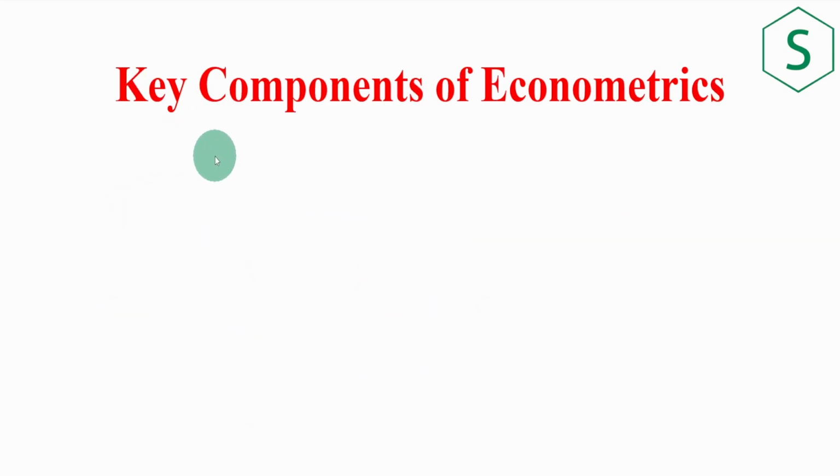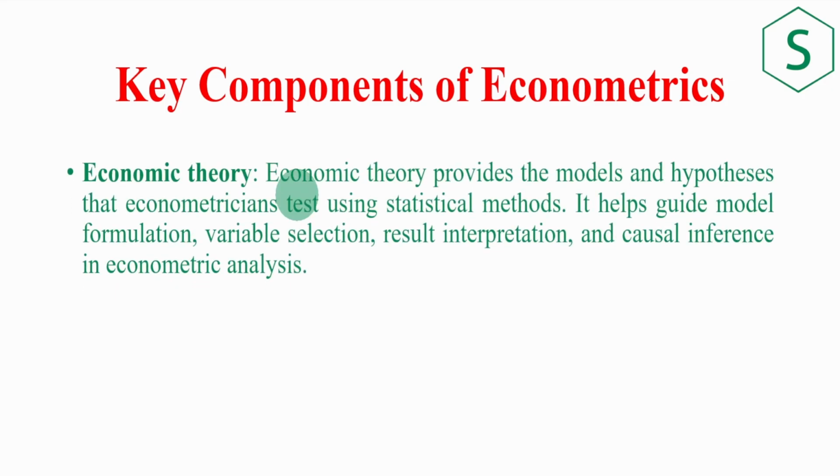There are 3 major components of econometrics. This includes economic theory, which provides the models and hypotheses that the econometrician tests using statistical methods. It helps guide model formulation, variable selection, results interpretation, causal inference, and econometric analysis.